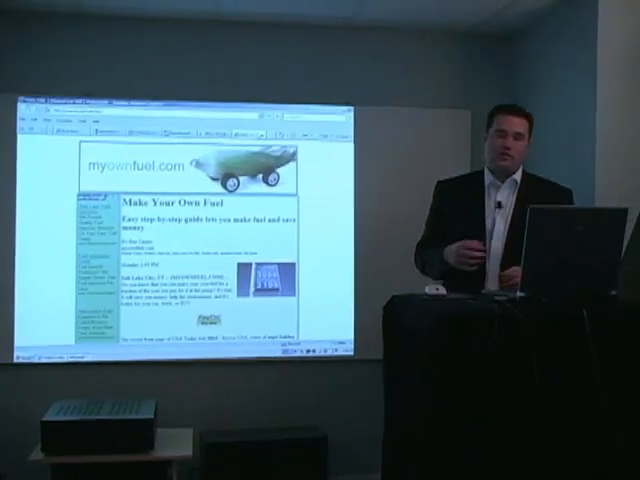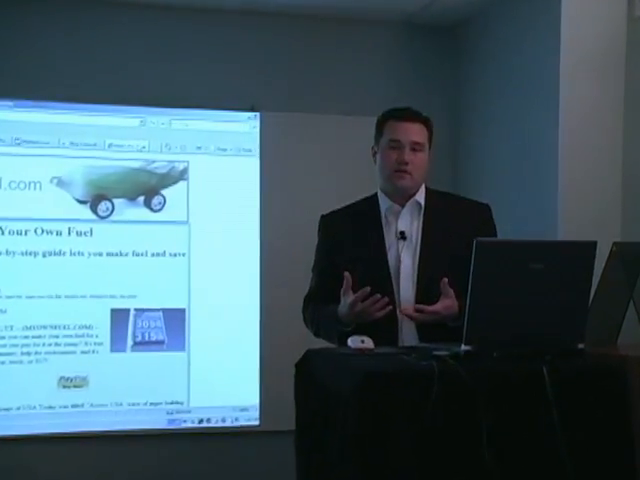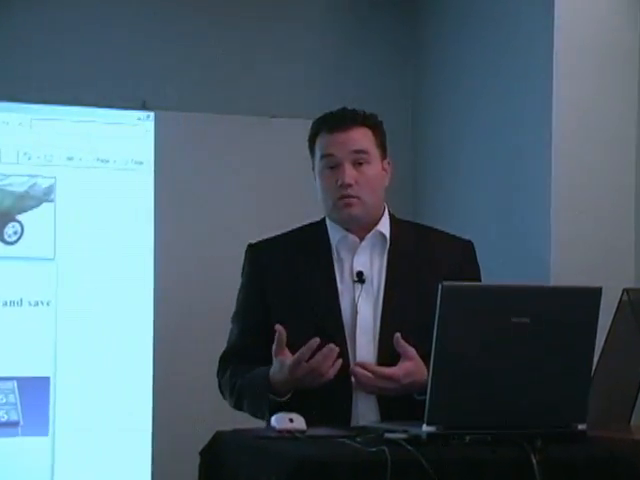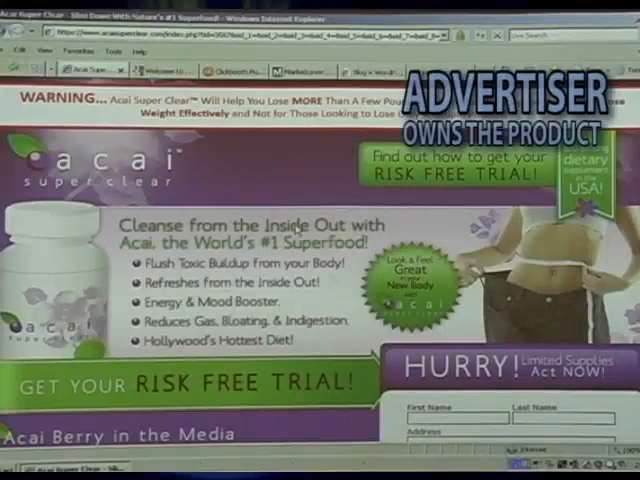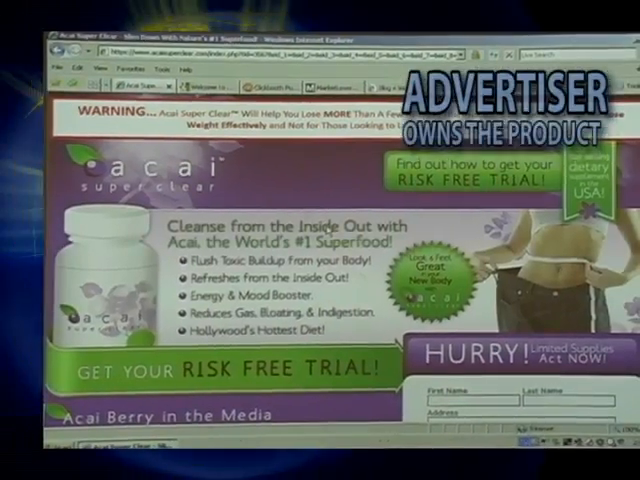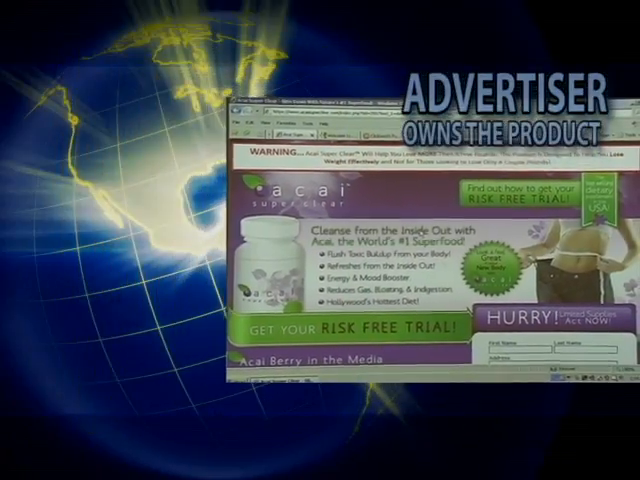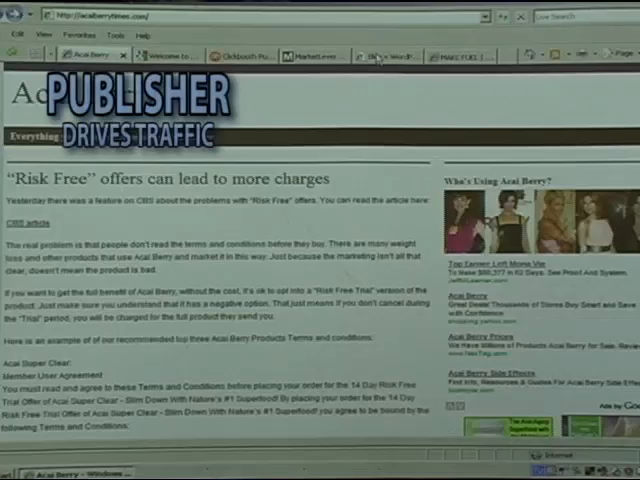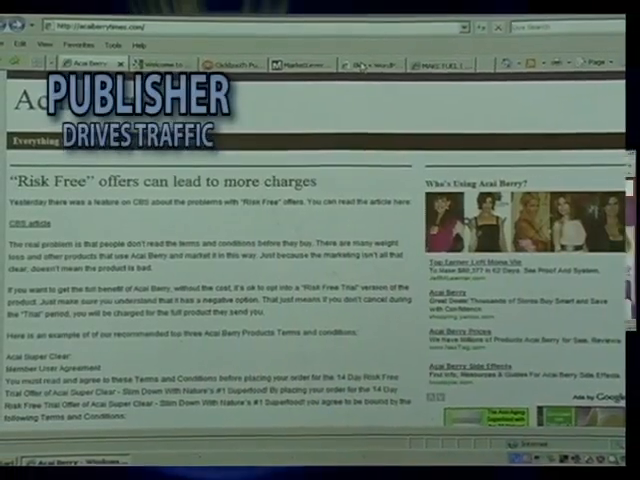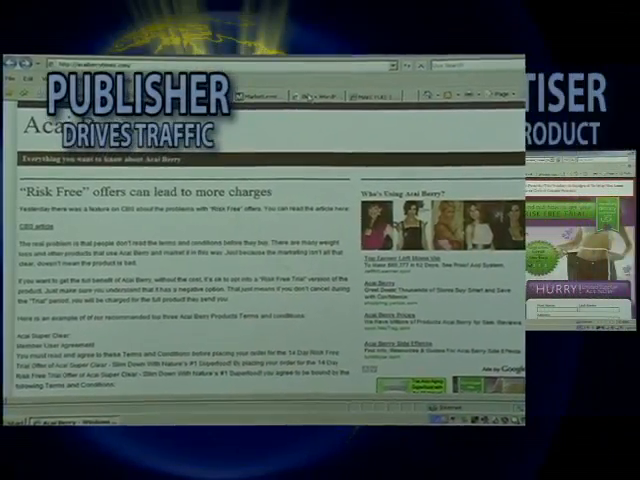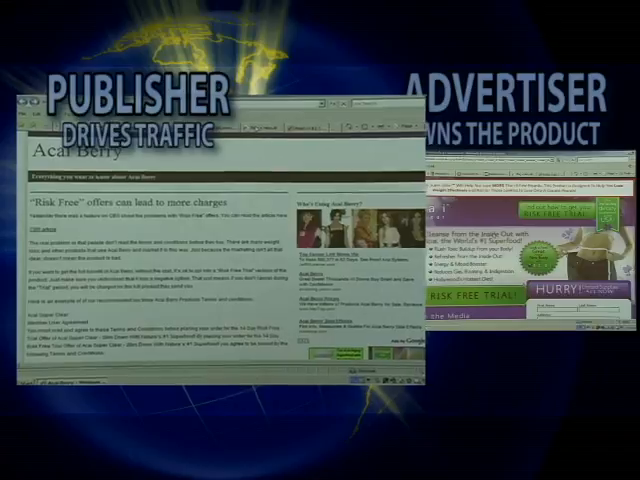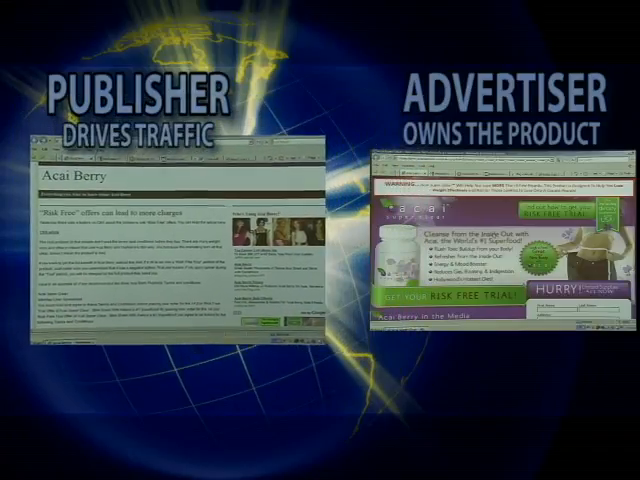Okay, so now that you understand CPC, CPM, and CPA, we're going to talk about what I mean when I say publisher and advertiser. The advertiser is the one who actually owns the product. They own the website. They own the end actionable piece of real estate online. Now, the publisher is the person who is able to drive traffic to that website through several different means.